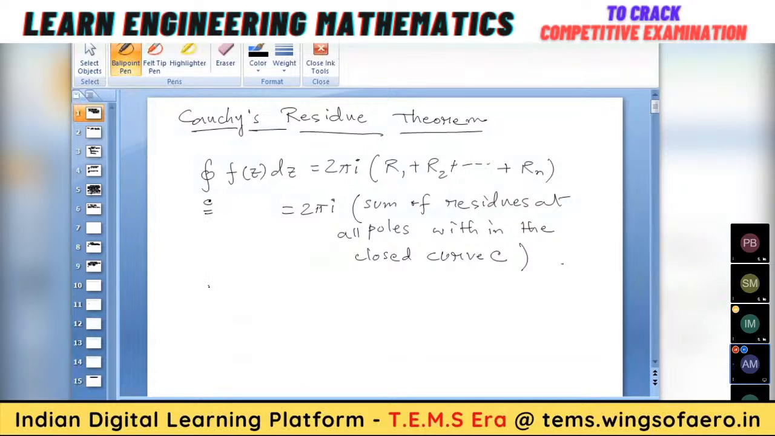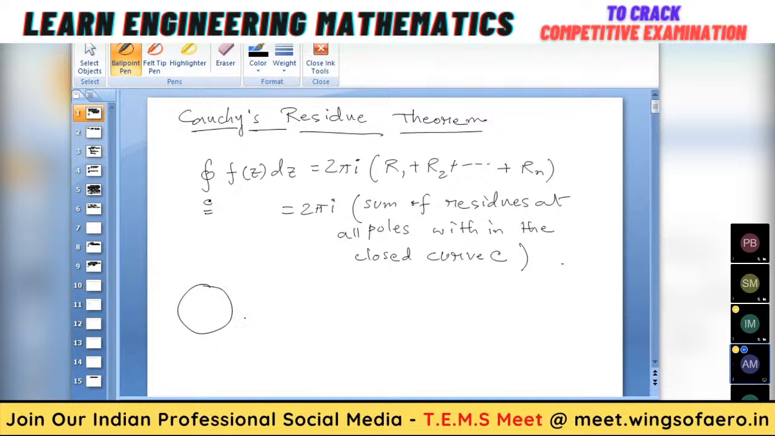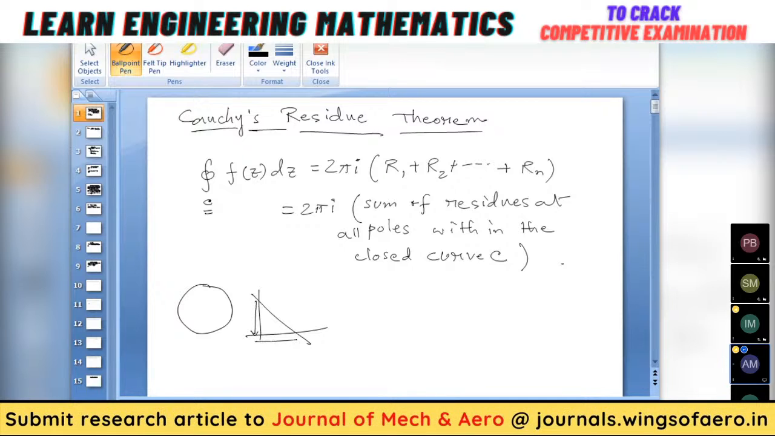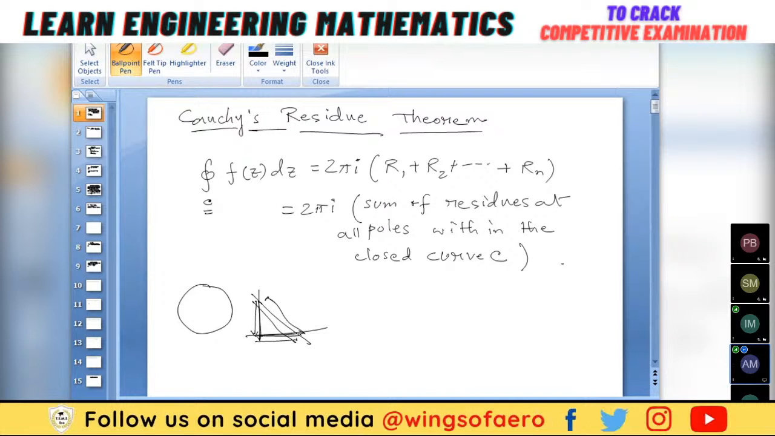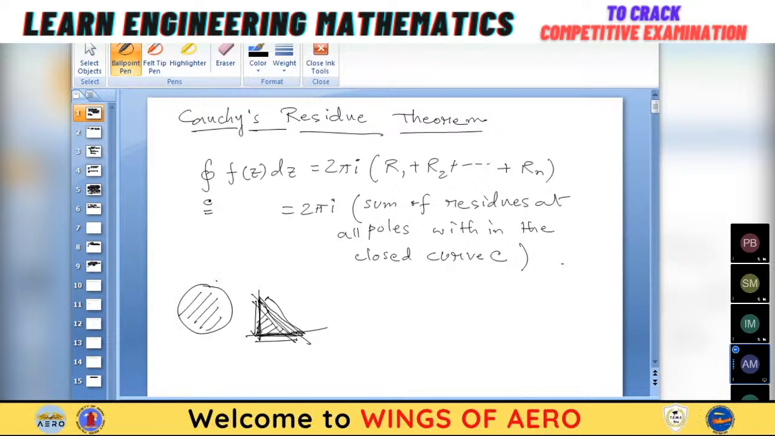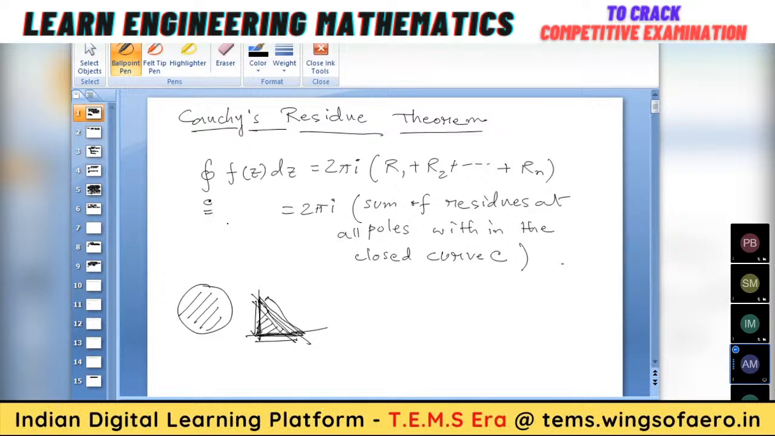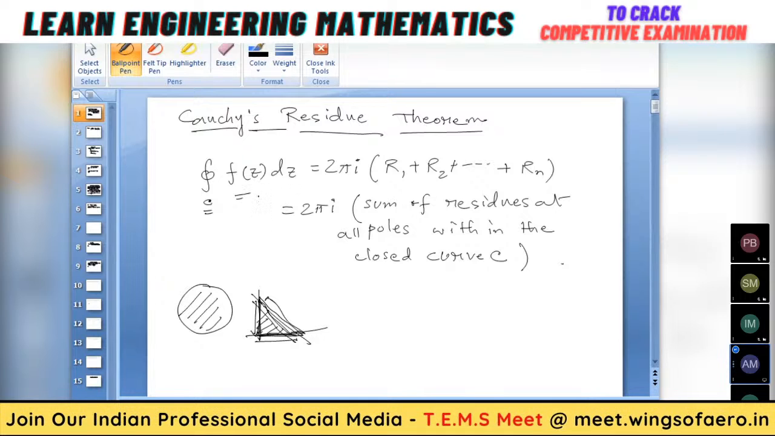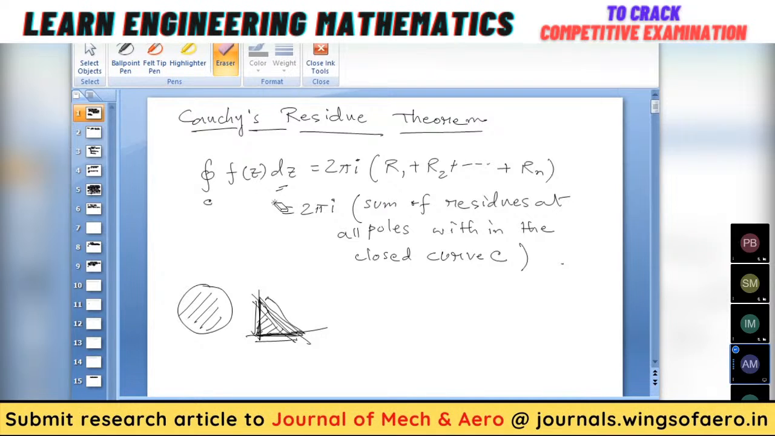Closed curve means it may be a closed circle, or it may be something like this: a straight line, a straight line, and a straight line. So three straight lines become a closed region. Any closed region or closed curve, a C that is a closed curve, will be given to you, and a function is given to you, and you are going to find the integration.